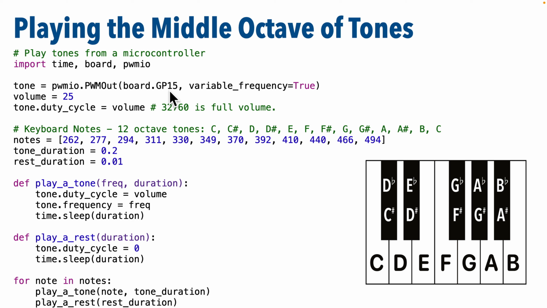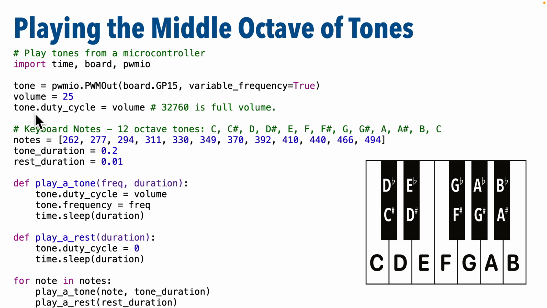The way that we play tones is to change the frequency of our PWMOut object, and different frequencies mean different notes. In order to be able to vary the frequency of this object, when we declare this object, we need to set the variable_frequency parameter equal to true. Unfortunately, there's no way to control the speaker volume from CircuitPython, but we can fake this by accessing and changing the PWMOut object's duty_cycle parameter.